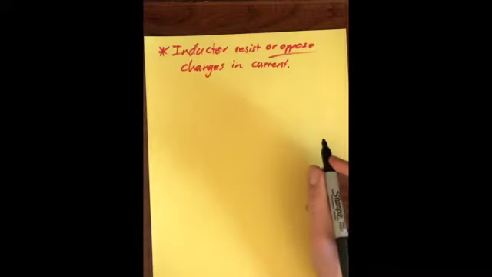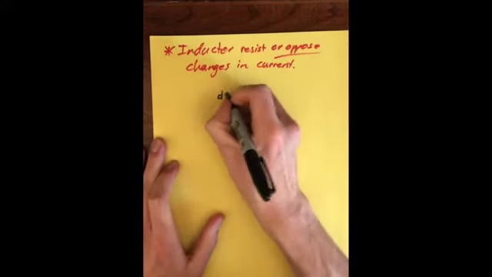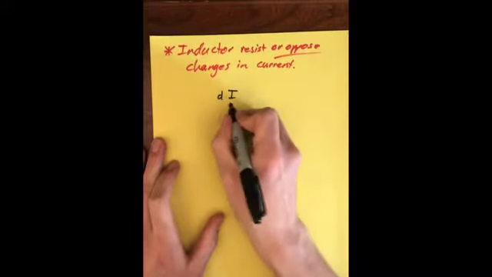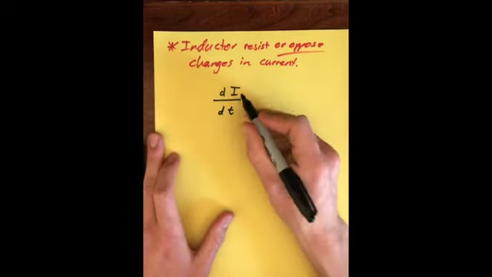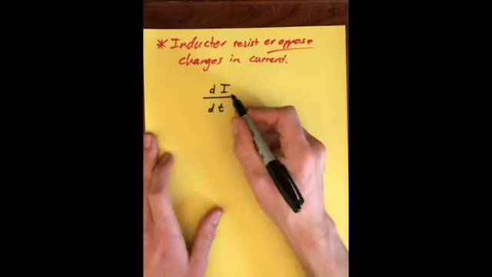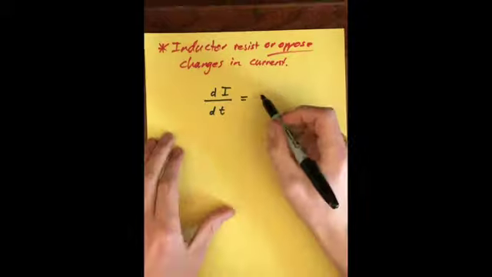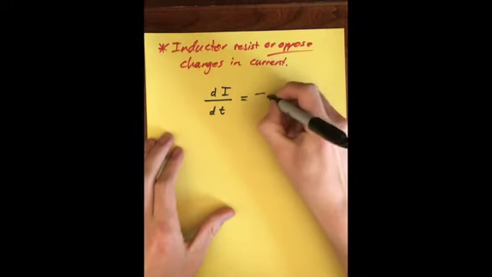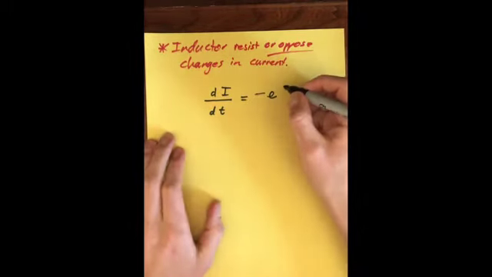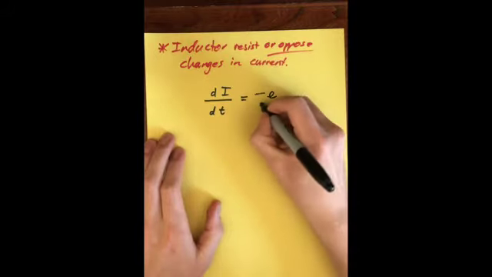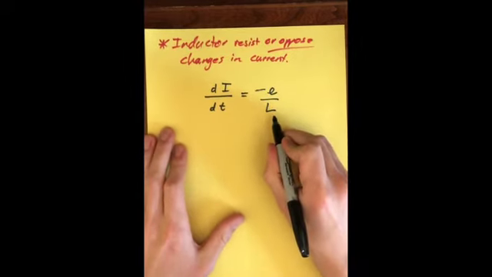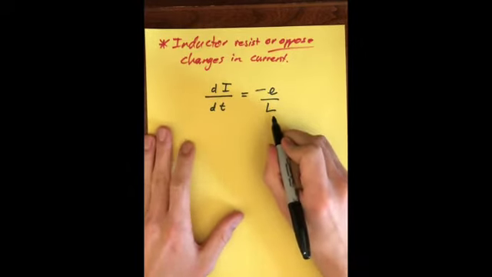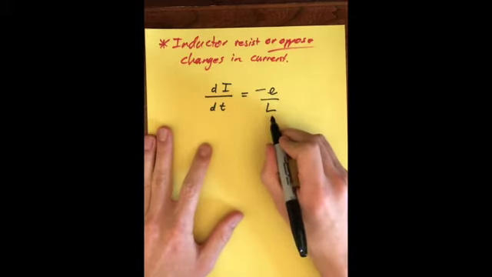We can represent changes in current like this: dI, change of I, current, over dt, changes in time. This shows us the rate of change of current. We can also set this equal to the opposite induced voltage over L. L is an odd symbol in this equation. It is not length or anything like that. It symbolizes inductance. So L is the inductance of our inductor.